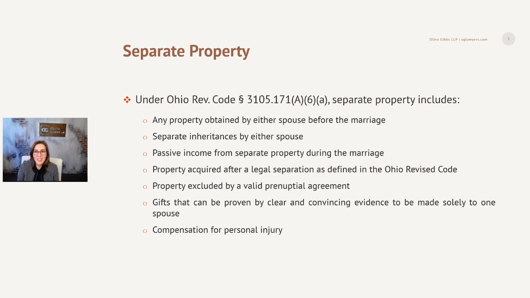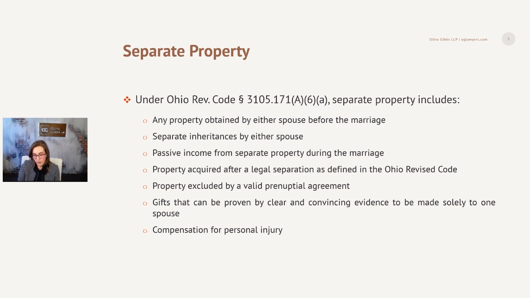Clear and convincing is where things get a little bit tricky, and this is always going to be a heavily fact-specific inquiry conducted by courts. There's a semi-recent case from 2021 called Herman versus Herman, and I'm going to briefly go over the facts of this because I think it helps to show what can be used as evidence here to prove that a gift was made solely to one spouse.